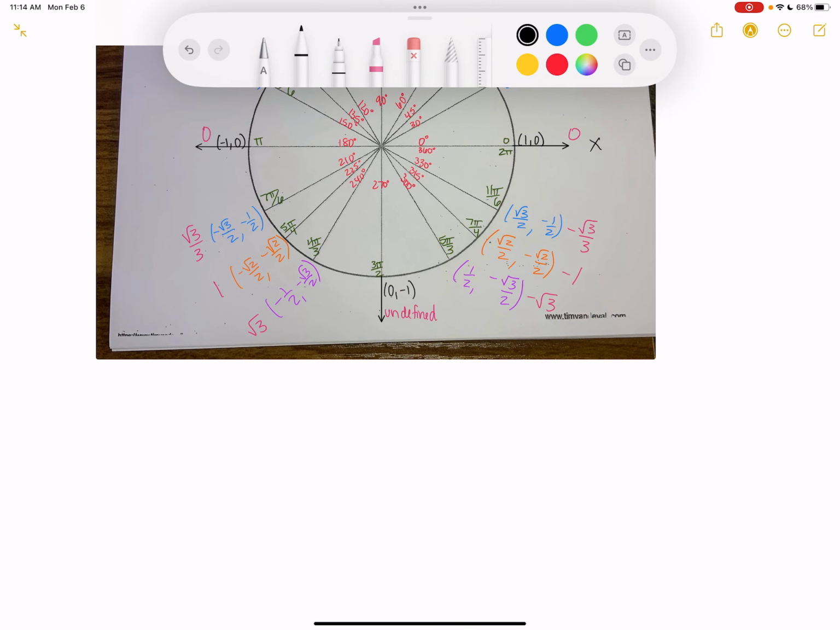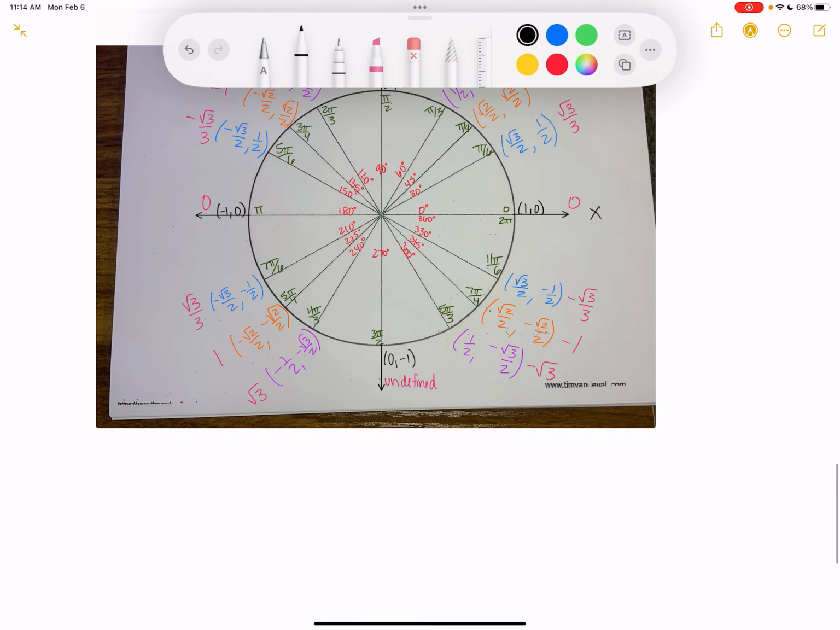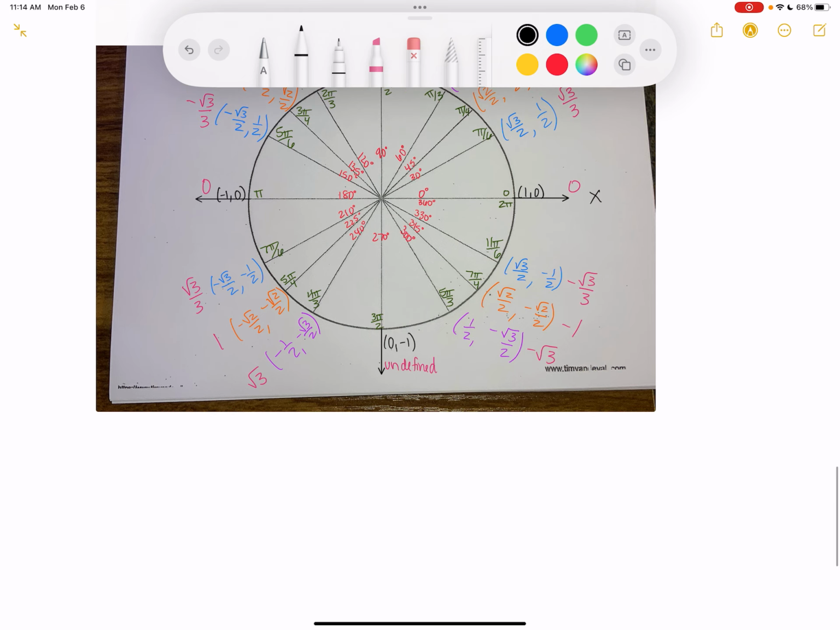Okay, so we are picking up with the problems. They define the indicated value. If it's undefined, say so. These ones are all just basically off the unit circle.